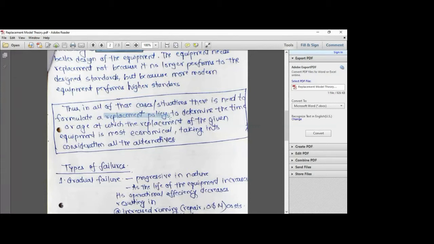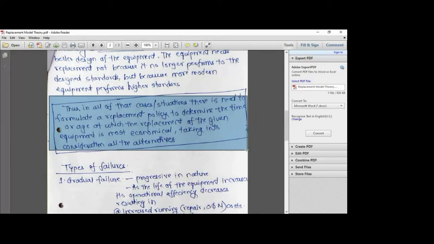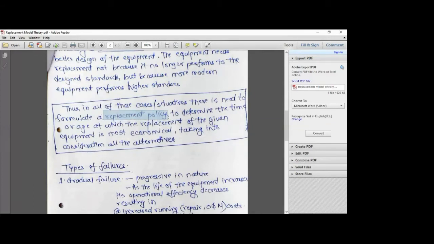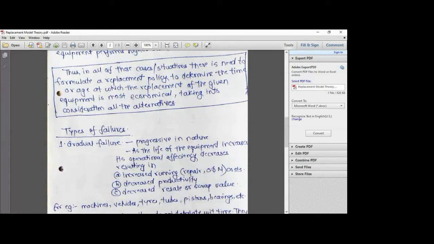So very importantly, in all these situations there is a need to formulate a replacement policy to determine the time or age at which the replacement of the given equipment is most economical, taking into consideration all the alternatives, right? So we have seen three cases, and for all of these we will have to formulate a replacement policy, right? What will that replacement policy do? It will determine the time or the age at which the replacement of the given equipment is most economical, taking into consideration all the alternatives, right? That is very, very important.